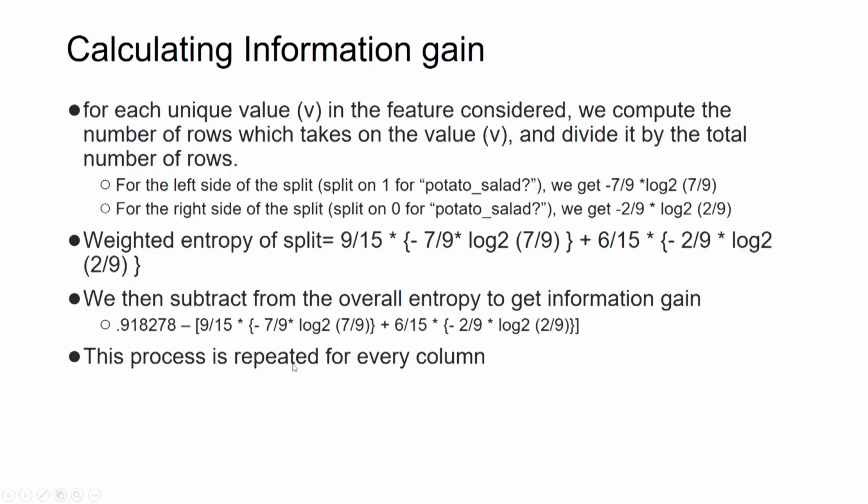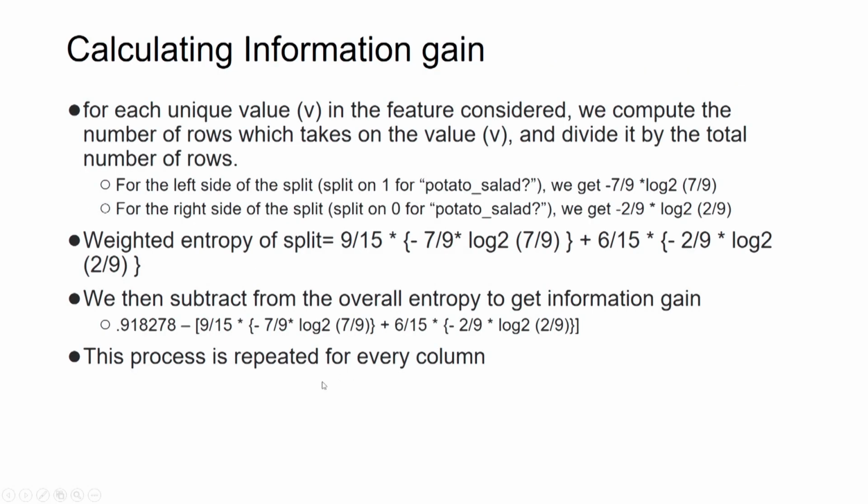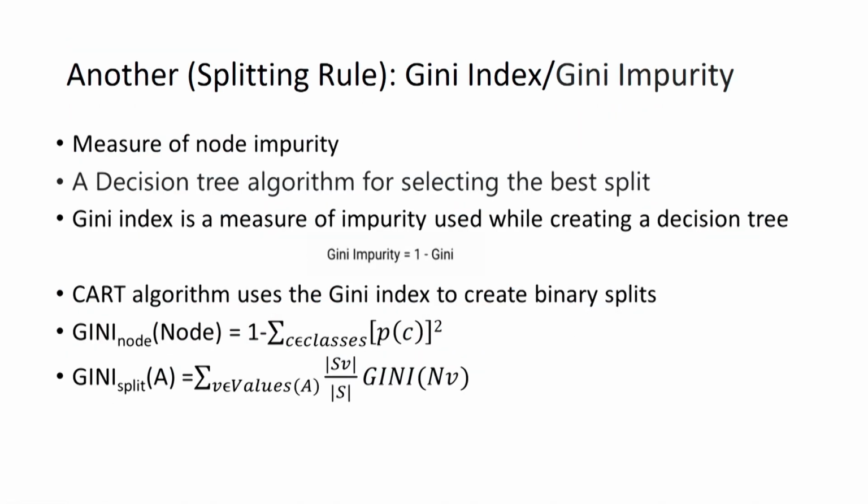This process we will repeat for every column, that is, for apple pie and sushi also. Then we will find out for which of these 3 the information gain is maximum, and we will use that particular attribute for splitting at this step.